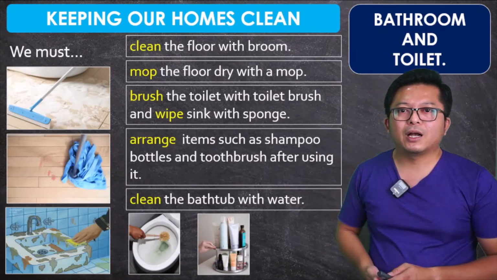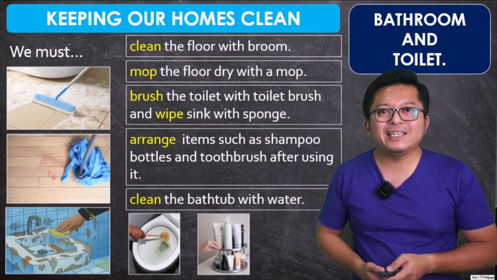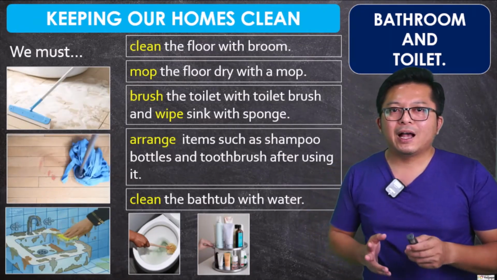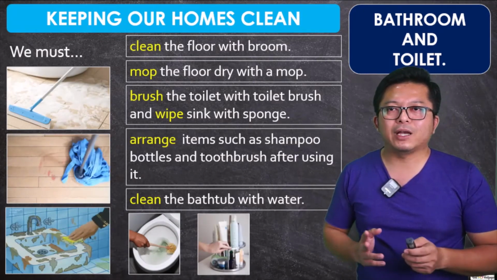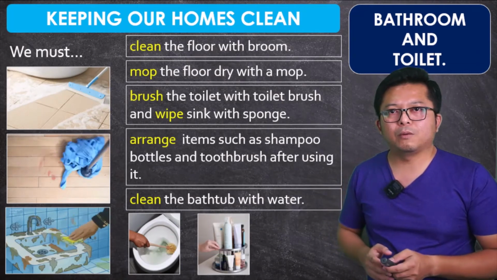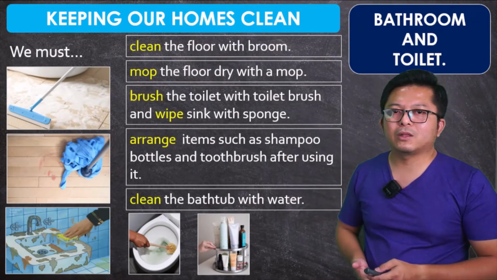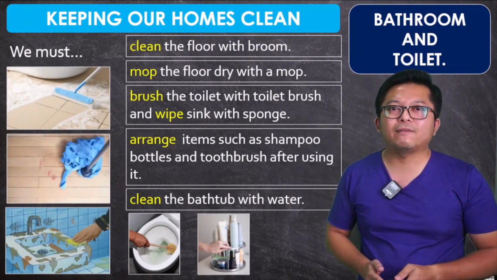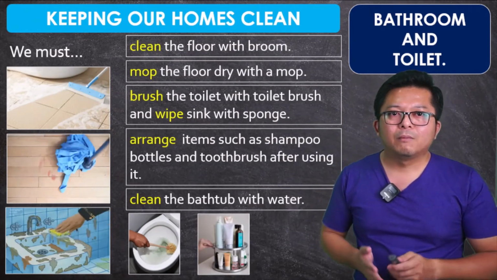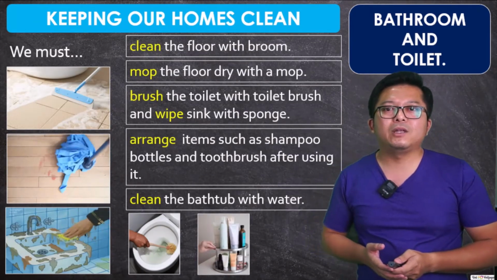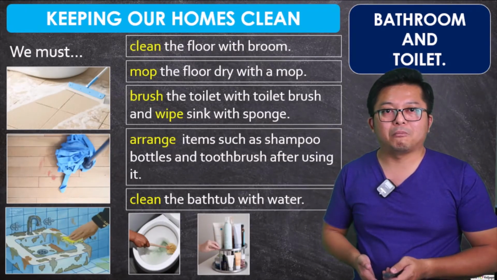Okay, next, arrange items such as shampoo bottles and toothbrush after using them. Now you have a toothbrush, you have toothpaste, you have shampoo bottles. After you use them, you put them in the correct place, such as the shampoo rack or toothbrush rack. So the last one here, clean the bathtub with water if you have a bathtub. I myself do not have a bathtub. But if you do, you should clean the bathtub with water or maybe with a sponge.